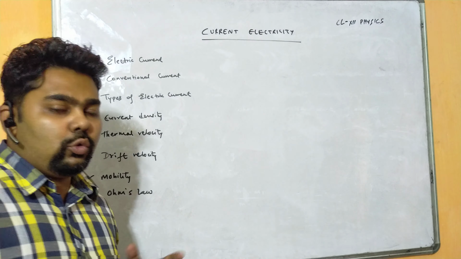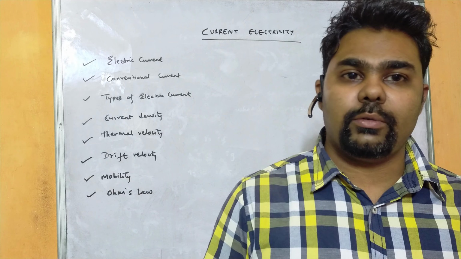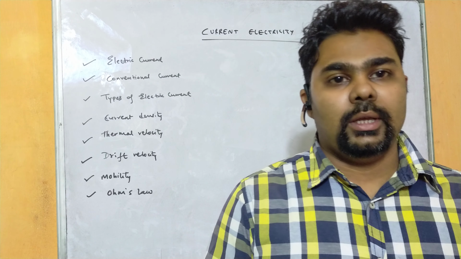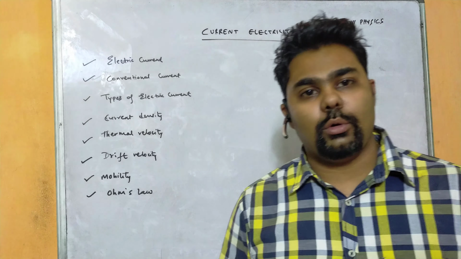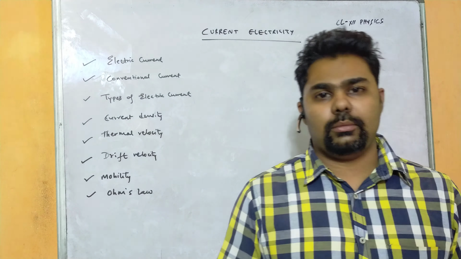So electric current: whenever there is a flow of free electrons, there is a production of electricity. That means electric current is due to the flow of electrons from one terminal to another. It is wise to say that electric current does not have any direction because it is a scalar quantity.